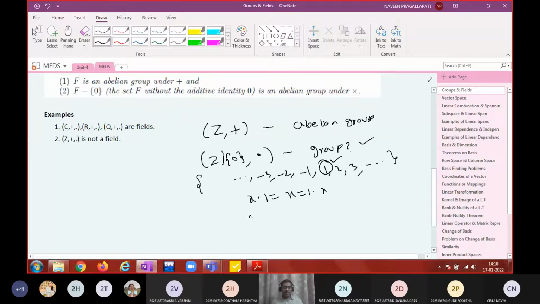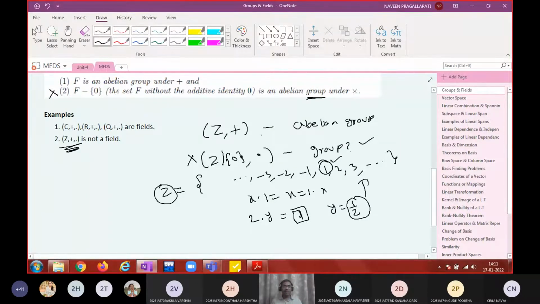But the only problem is, if you take 2, is there an element y such that 2 into y equals 1, the multiplicative identity? 2 into y equal to 1 means y must be 1 by 2. Is this 1 by 2 an element of Z? No. So the multiplicative inverse exists, but that inverse is not an element of Z. Therefore this cannot form a group. When this is not a group, there is no question of talking about an abelian group also. That means the set of integers with respect to addition and multiplication is not satisfying the second law.